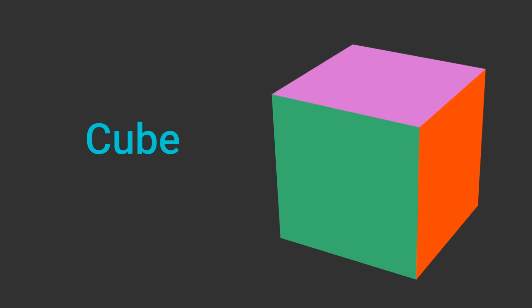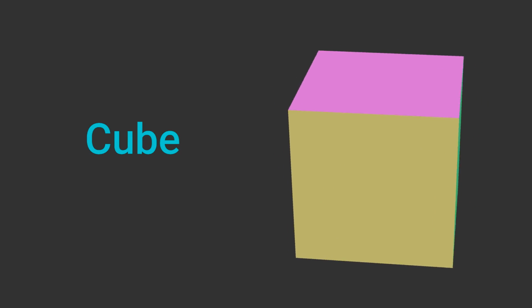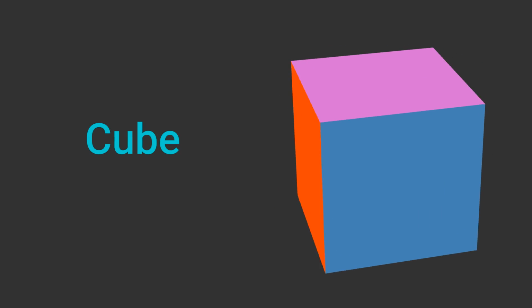A cube is a three-dimensional box shape where all the edges are equal length. All the faces of a cube are square.